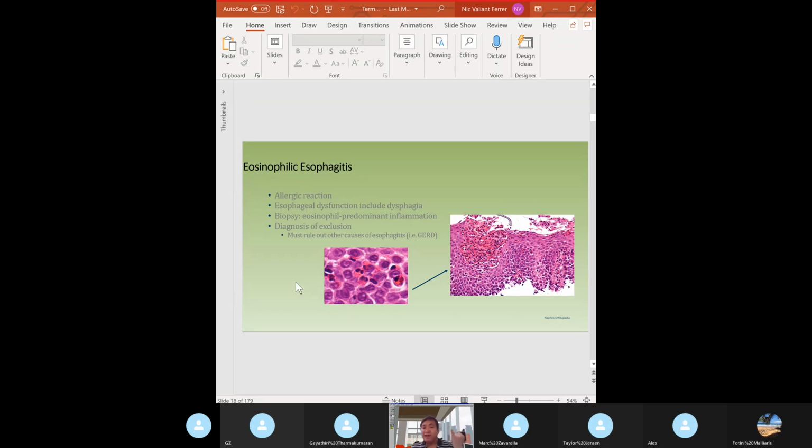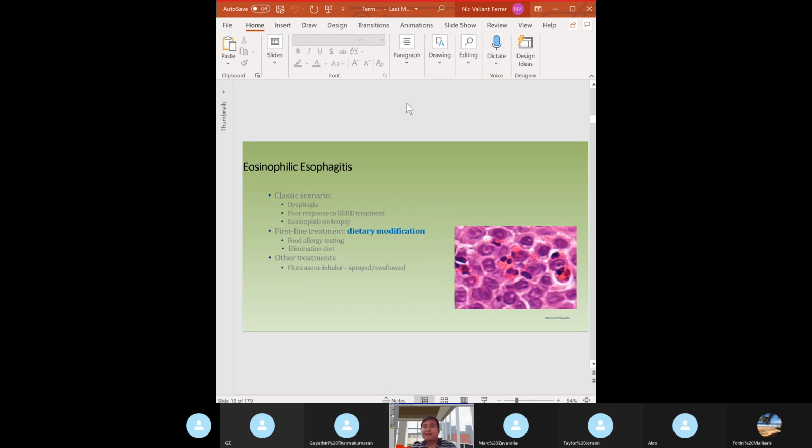So the patient has an allergic reaction, and then suddenly the patient has dysphagia, right? And they show you these slides, then think, okay, eosinophilic esophagitis. However, make sure you rule out other causes of esophagitis, for example GERD. It's a classic scenario. Dysphagia, poor response to GERD treatment. Even if you give them PPIs, it still doesn't work. And you look at the biopsy, eosinophils on biopsy. Those are the classic scenarios.